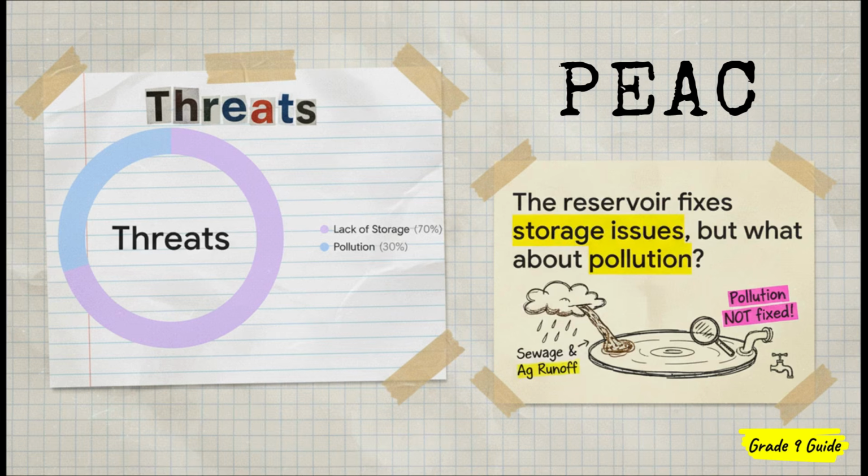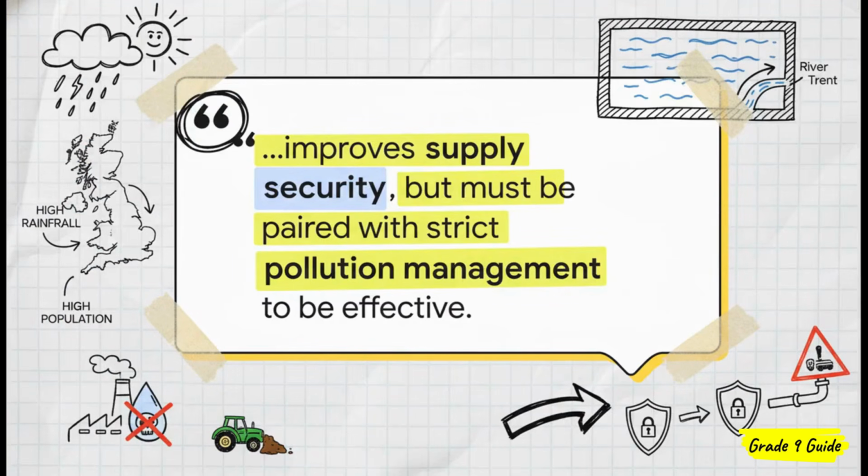And now for the counterpoint, and this is that top-level thinking. It does not improve our security against pollution. I mean, if the water going into the reservoir is contaminated, what's the point? The big takeaway here is nuance. A really great answer will show that the reservoir boosts supply security, storing the water, but it doesn't solve the quality security issue of pollution.